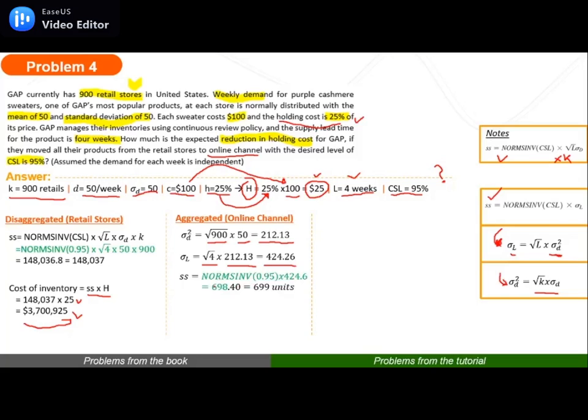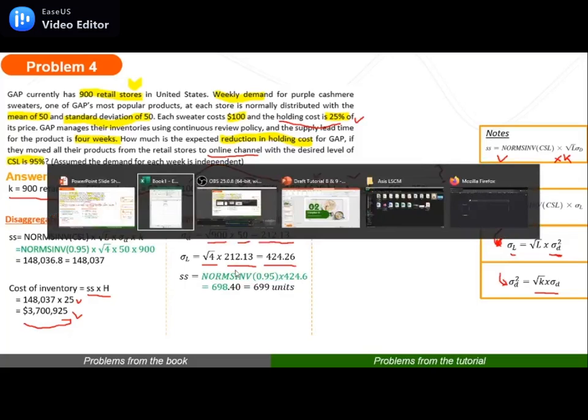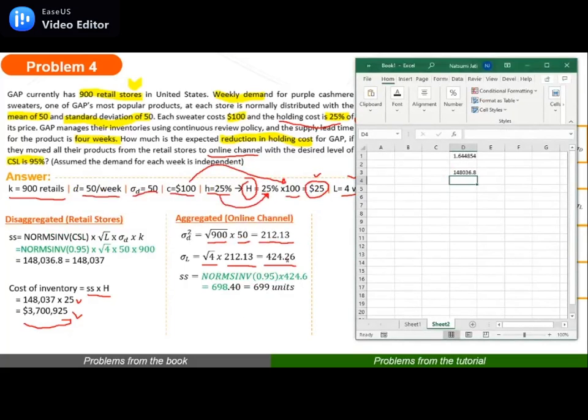Then we can compute the safety stock. It is also the same. We use the Excel. I will type it first. The norms in 0.95. We get this number, and we just need to times it by 424.26, and we get... wait.